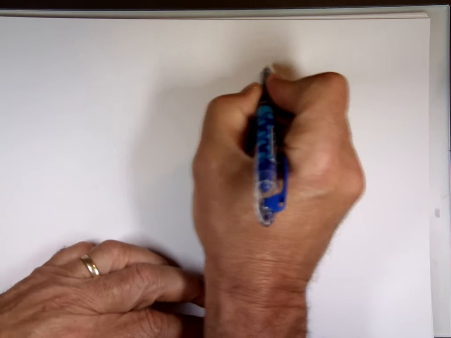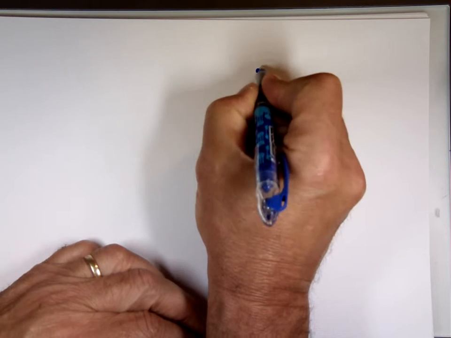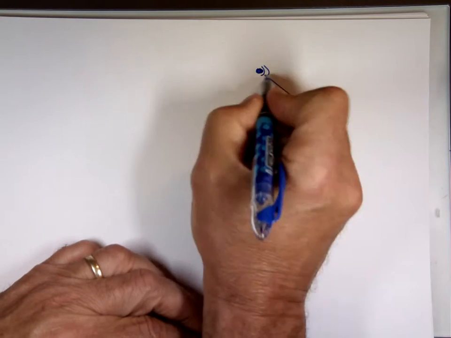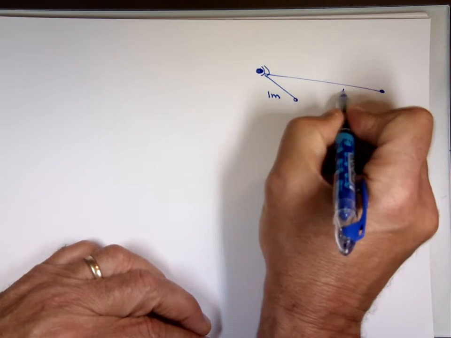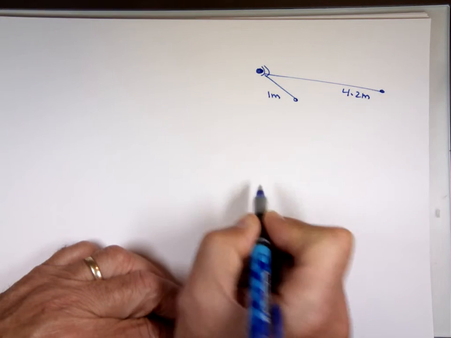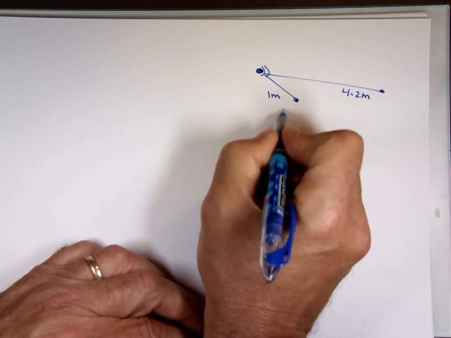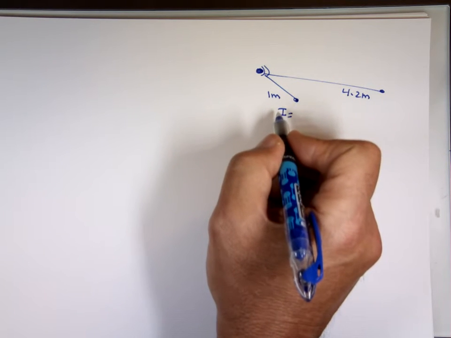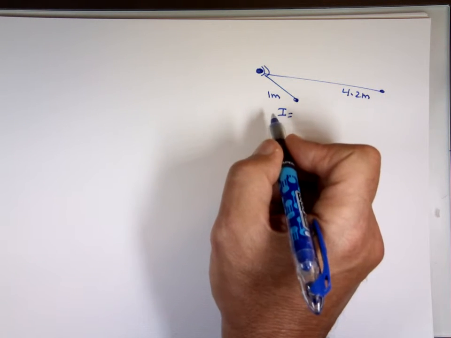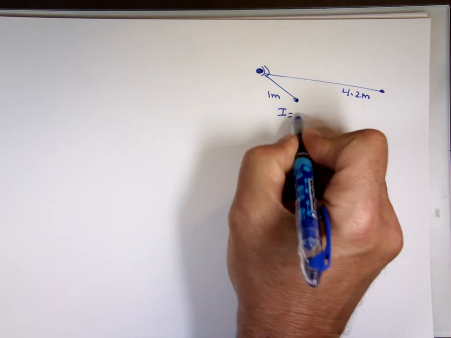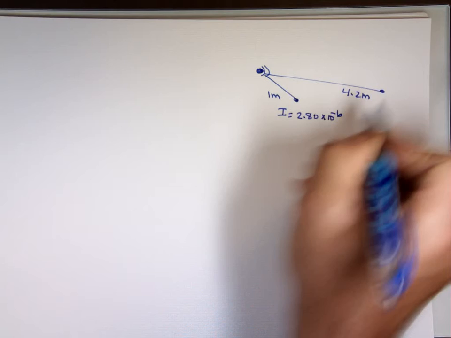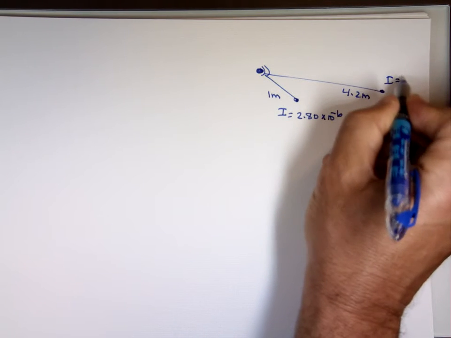Again, we have a speaker making noises here, and somebody is 1 meter away, and somebody else is 4.2 meters away. The intensity here for that problem, what was it? What was the intensity I gave you? 2.8 times 10 to the negative 6. What is the intensity right here?